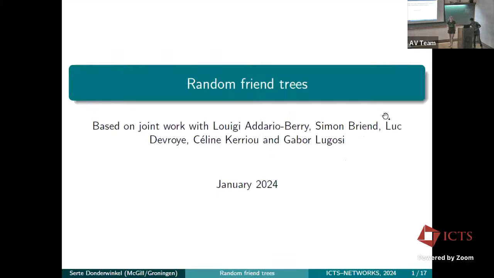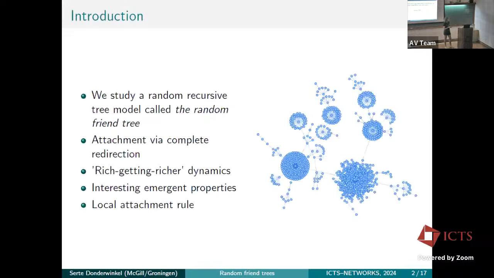So I'm going to tell you about a project that I've been working on for a while now with a bunch of my co-authors: Luigi, Simon, Luke, Celine, and Gabor. The paper is not out yet, but it will be soon. This is a new model for random trees.